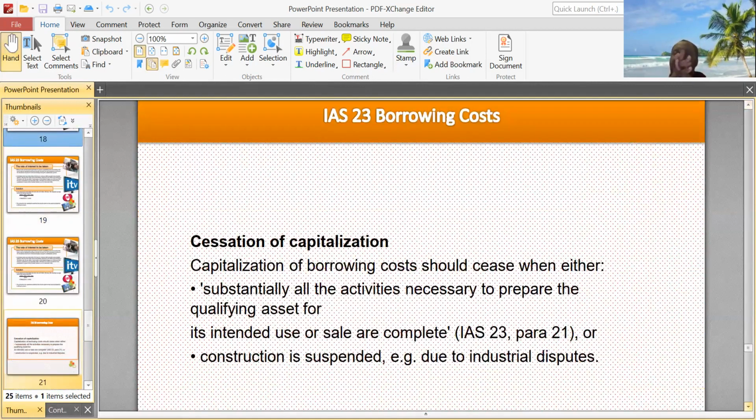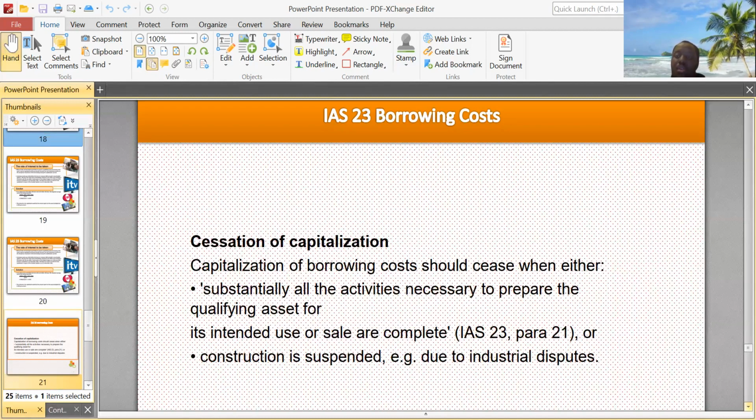Now let's look at cessation of capitalization. At what point do we stop? We talked about commencement of capitalization. If you remember, we talked about expenditure being incurred, the borrowing costs being incurred, as well as any activities that help to prepare the assets for its intended use or sale being in progress. These are the three conditions when it comes to commencement. So let's talk about cessation. Capitalization of borrowing costs should cease when substantially all the activities necessary to prepare the qualifying assets for its intended use are complete.